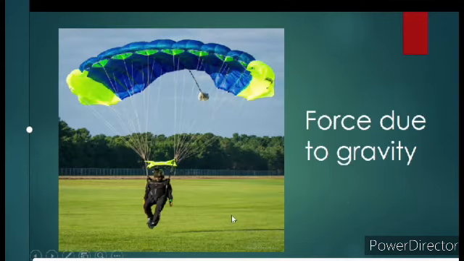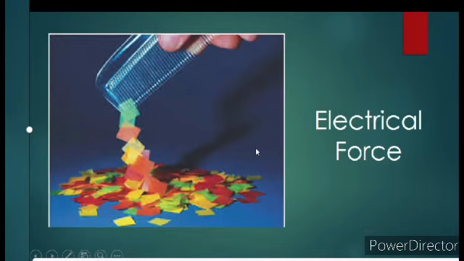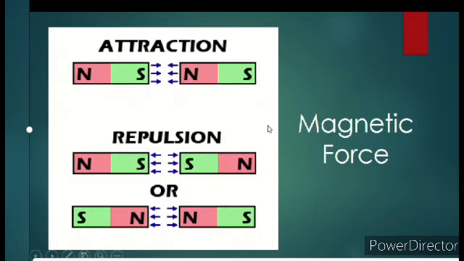I have here a paratrooper as an example of force due to gravity. Next one, we have electrical force. As an example, we have the comb together with the paper. And next one, we have magnetic force regarding batteries, the north and the south poles. So these are the different examples of forces.